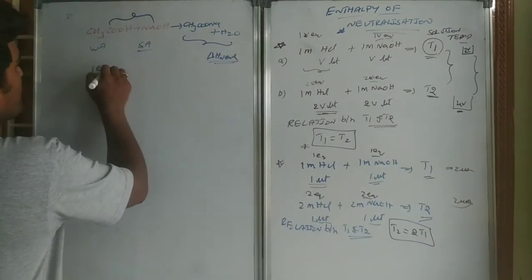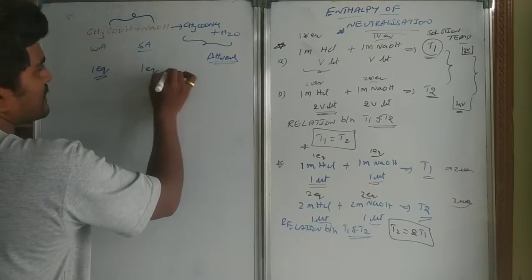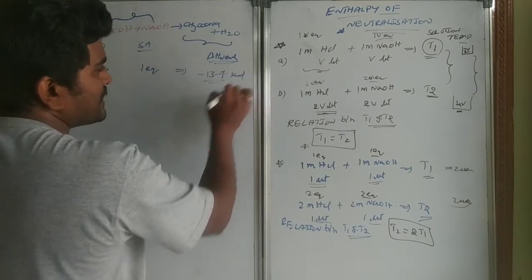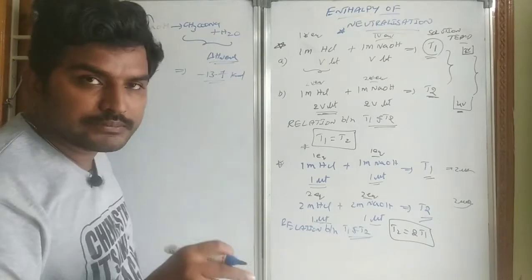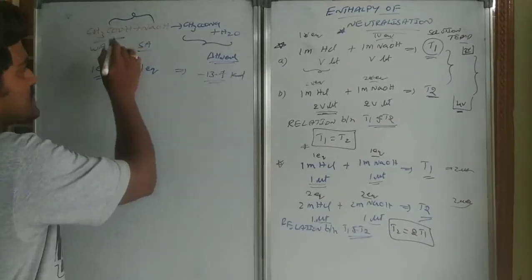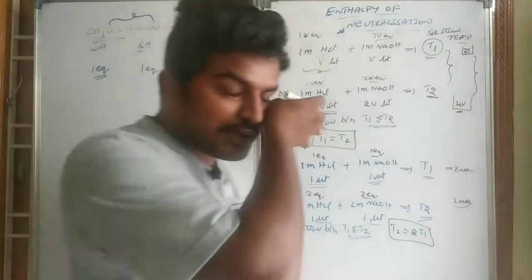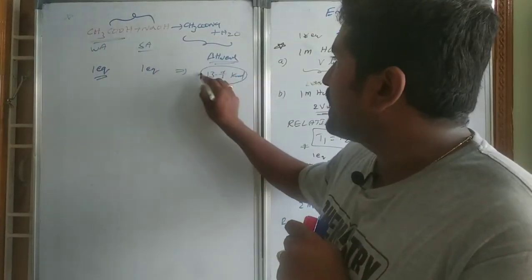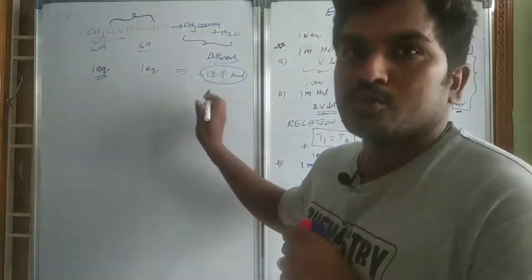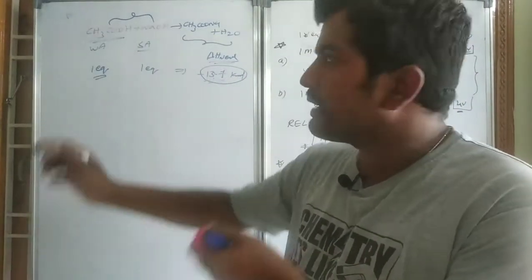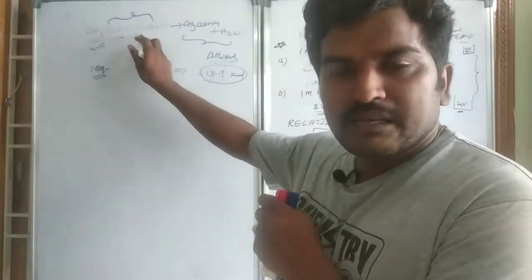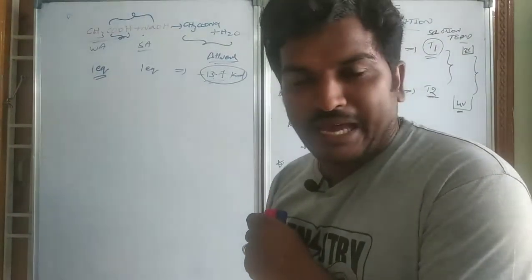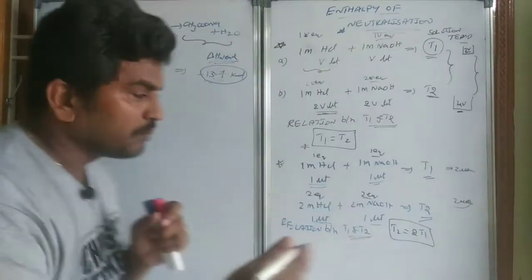Let us take one equivalent of acid reacting with one equivalent of base, which will give minus 13.7 kilocalories. But the weak acid will not undergo complete dissociation. So to dissociate, it will absorb heat from the solution. The solution is formed by the reaction between them, so the heat liberated is absorbed by this acetic acid to undergo dissociation.